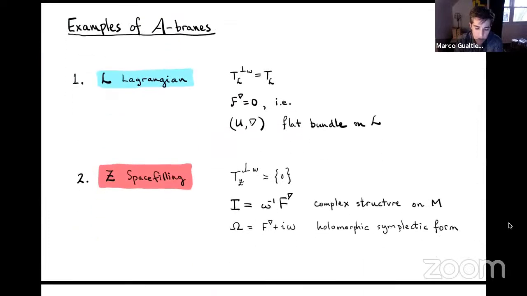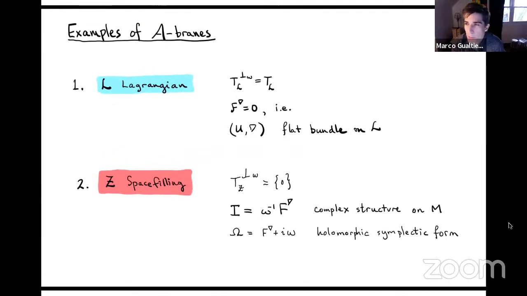So let me just give two examples. These are the only two that I'm going to use in this talk. One is everyone's favorite, the Lagrangian. The symplectic orthogonal is equal to the tangent. And so therefore, the quotient is the quotient to a point. And so this curvature must be 0. And then we get the familiar fact that a unitary line bundle on a Lagrangian should be a flat bundle. And that's the usual notion of a brane on a Lagrangian. It's a flat bundle, or a local system.